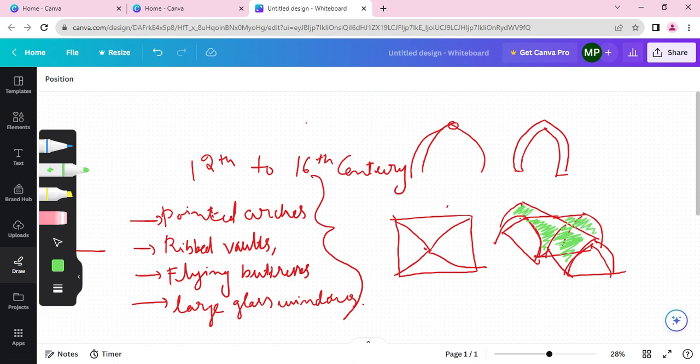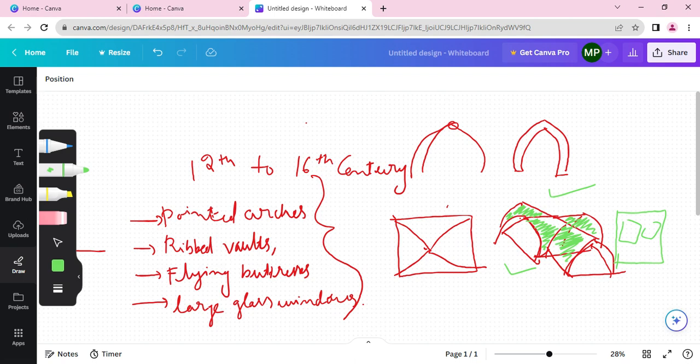These not only look aesthetically better, but also support large weight. That makes way for thinner exterior walls, because these also take the support of the roof structure. Thinner exterior walls with larger windows are made possible by the ribbed vaults and pointed arches. Coming to the next important point, flying buttresses.